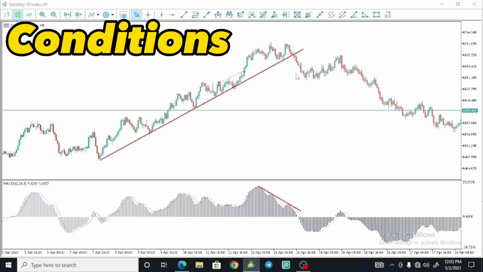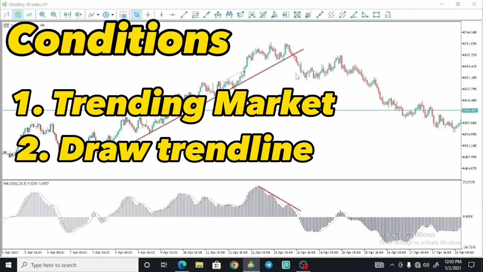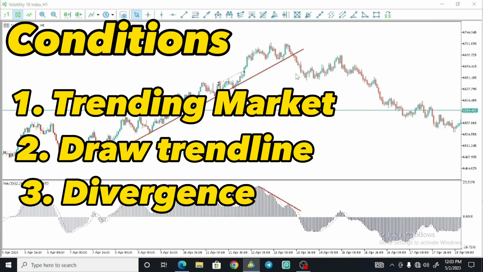Number one, I want to see a market which has been trending for a very long time. Number two, I want to be able to draw a trend line in that market. Number three, I want to see that the market is still moving in an upward direction, but the MACD is already showing a different direction. If I can see this, my conditions are met. The next thing is my entry rules.